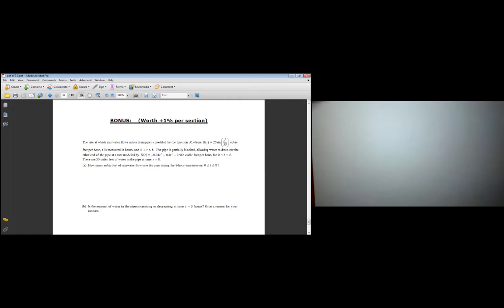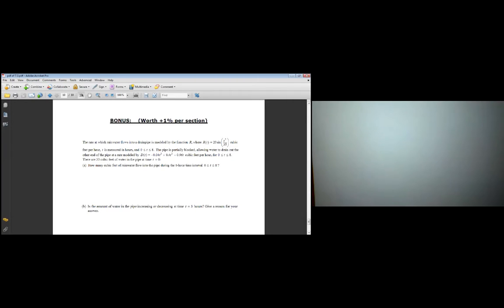And then I see that it's for 0 to 8. The pipe is partially blocked, allowing water to drain out the other end. So now I have a formula for water going out. R of t is in, D of t is out. And then they give me the bonus piece of information. At t equals 0, my problem starts with 30 cubic feet of water. So we've got 3 major pieces to the puzzle. I have a formula for in, I have a formula for out, and I have something there at the beginning of the story.